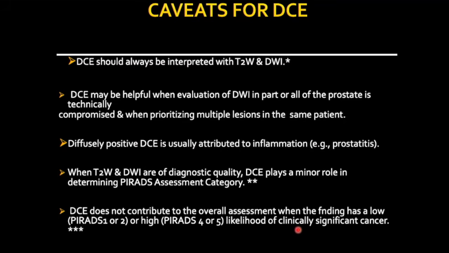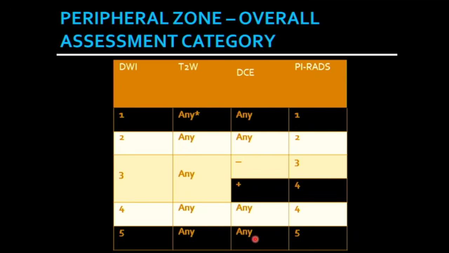Focal enhancement in clinically significant cancer usually corresponds to focal findings on T2 weighted or diffusion weighted images. When the gland is diffusely enhancing, it's usually because of prostatitis. When the T2 weighted and diffusion weighted images are of diagnostic quality, DCE plays a minor role in determining the PI-RADS category. So this is how it works.